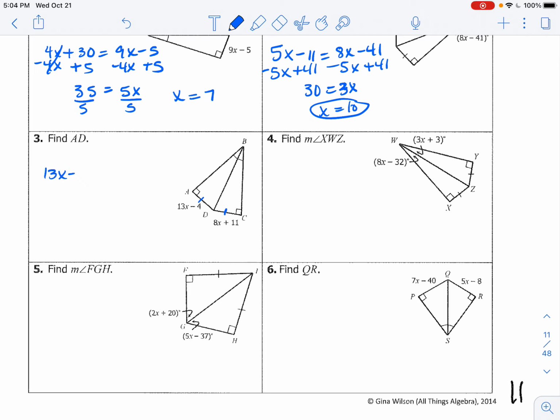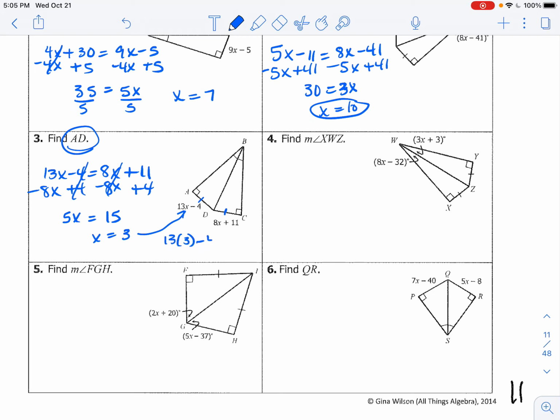All right, problem number 3, again, we've got congruent segments. So we have 13x minus 4 is equal to 8x plus 11. Take away 8x on both sides and add 4 to both sides to combine our like terms. This gives me 5x and 15, so x is 3. But the question's asking me to find AD. We'll need to go ahead and substitute in the 3 for the x. So 13 times 3 is 39, minus 4, and we get 35.